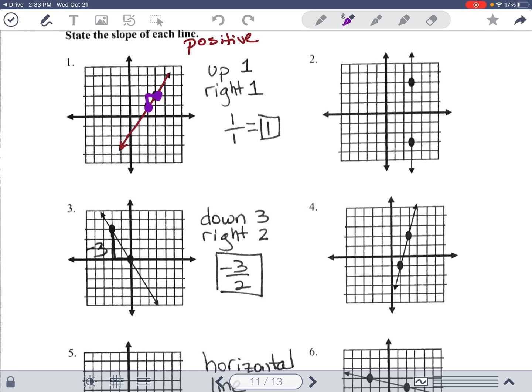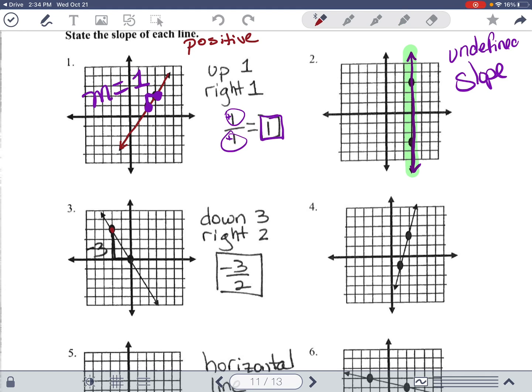And up 1 means positive 1. To the right 1 is also positive 1. So 1 divided by 1 is 1. So we say the slope of this line is a positive 1. Okay? If we look at number 2, we have a vertical line. So we should already know, if we remember, that a vertical line has an undefined slope. Okay? This one is undefined. It's a vertical line.